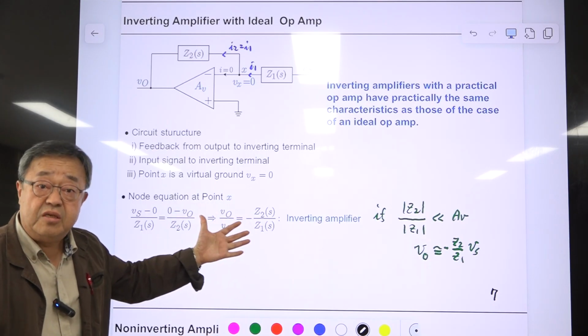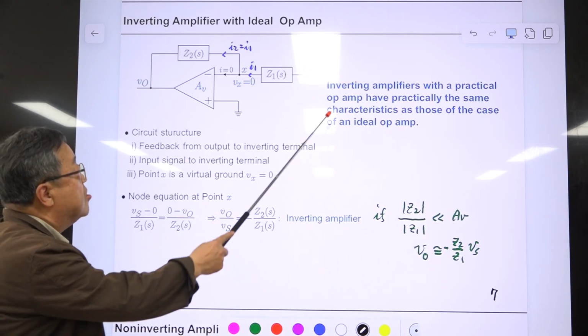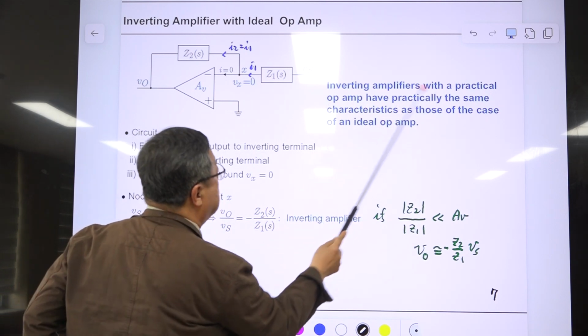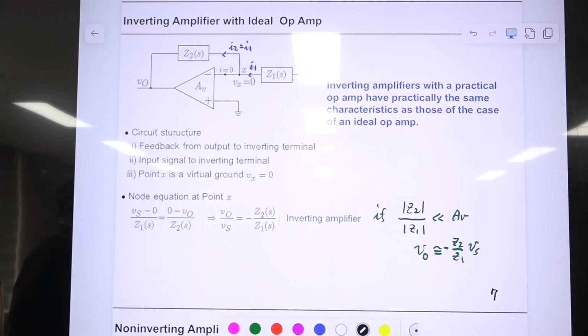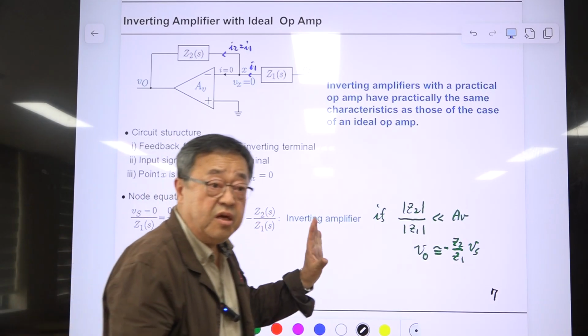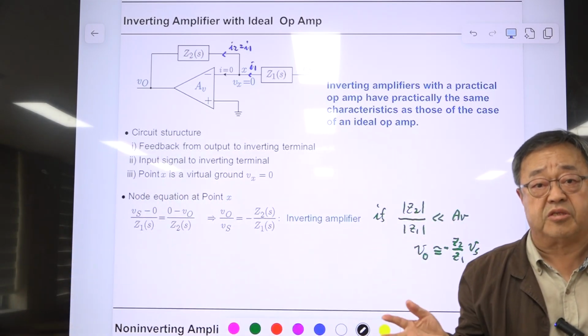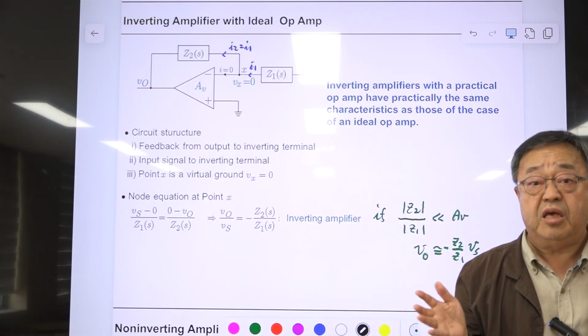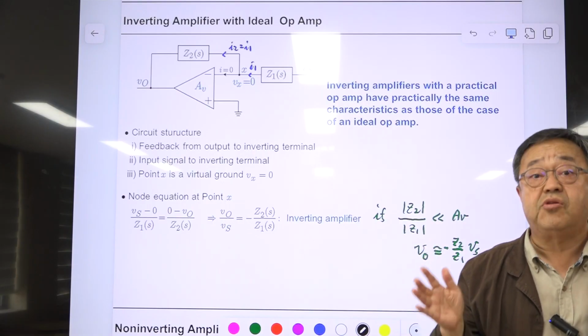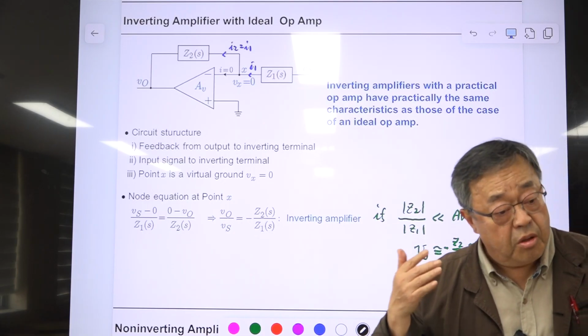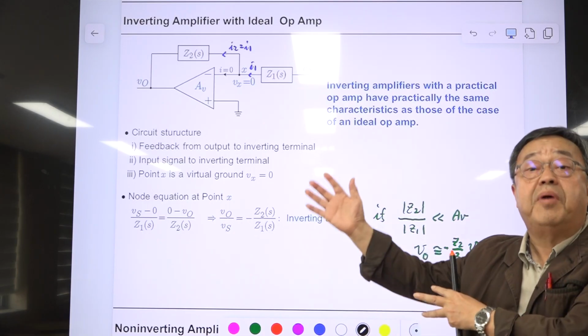That means an inverting amplifier with your practical op-amp has practically the same characteristics as the case of the ideal op-amp. So now you can safely assume all operational amplifiers are ideal in designing your application circuit and in analyzing application circuits designed by somebody else.